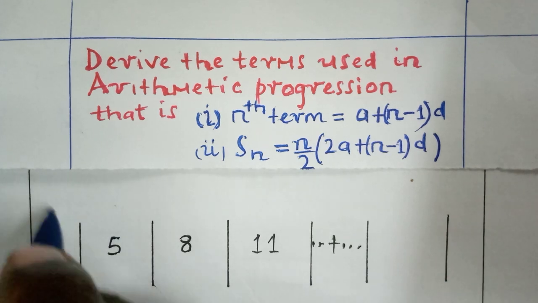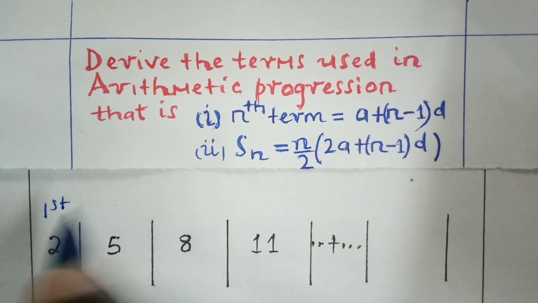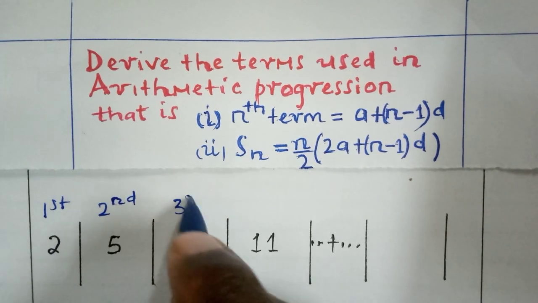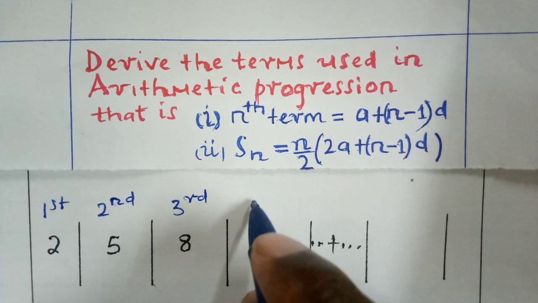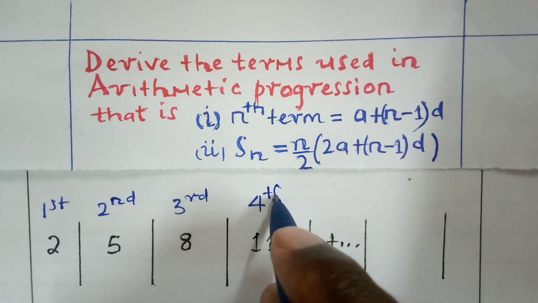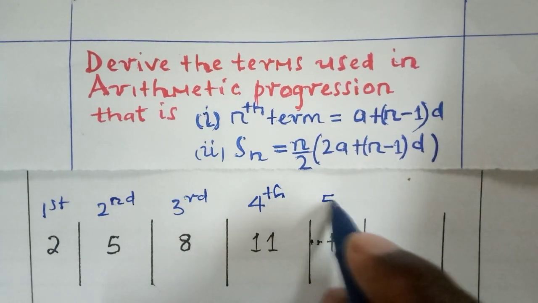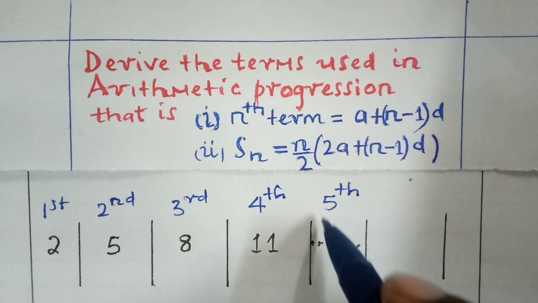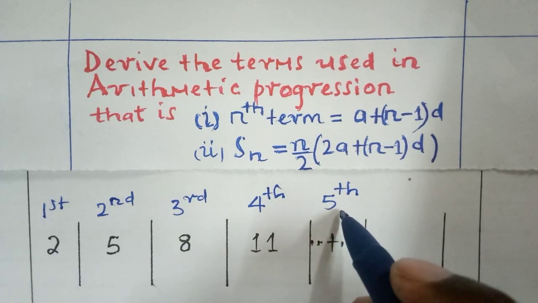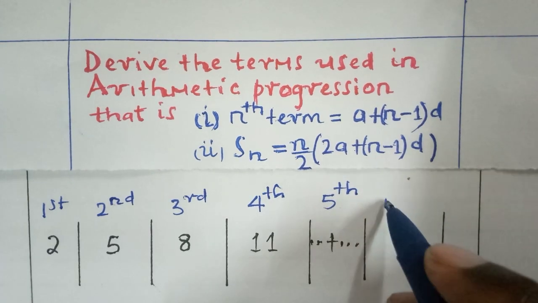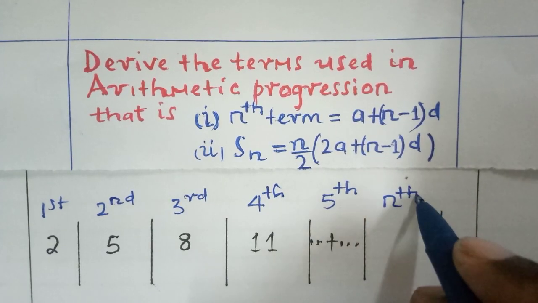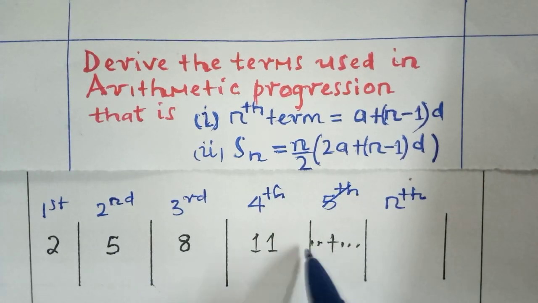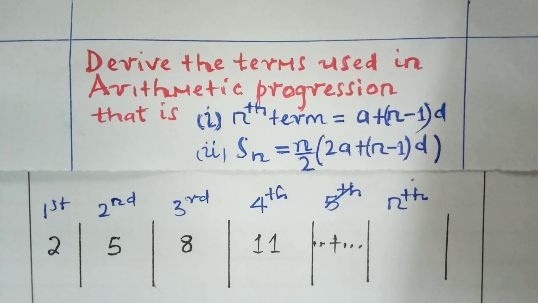So this one is the first term. We have the second term there, the third term there, the fourth term, the fifth, and we can continue on and on. Fifth is somewhere there, we have the 6th here, and then we can go even to the nth term. So we can cancel it here because there are many terms in between.